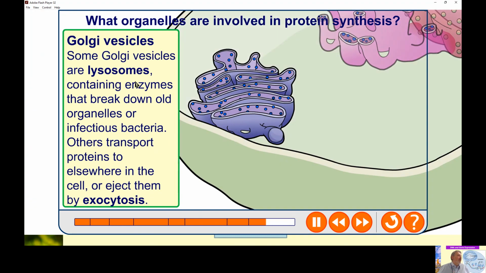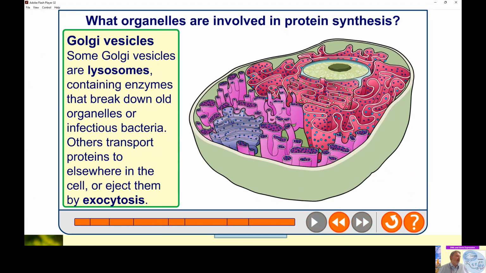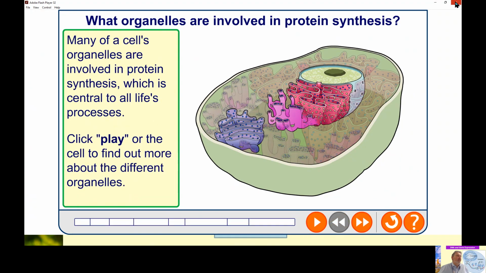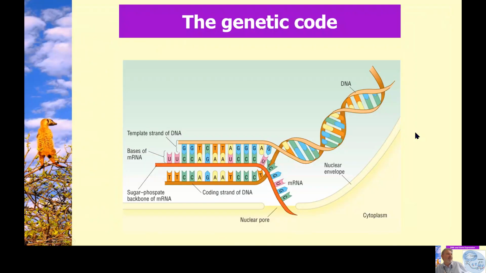Some Golgi vesicles are lysosomes, which contain enzymes that can break down dead stuff and bad bacteria. Others are going to transport proteins elsewhere in the cell or eject them from the cell through the membrane, and that's called exocytosis. Endocytosis is when the package goes inside the cytoplasm; exo is when it comes out through the membrane. So that is it for that. We'll move on. So that's like a real overview.